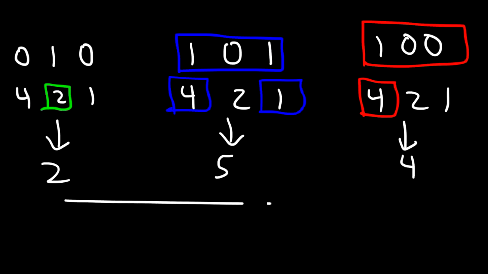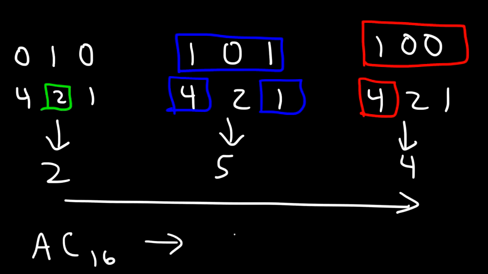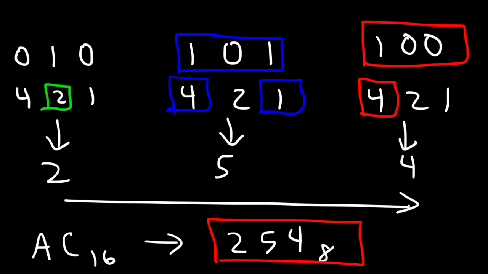And so reading it from left to right, we have our answer. So AC in the hexadecimal system is 254. That's a terrible looking 5. It's 254 in the octal system. And so that's how you can convert a hexadecimal number into an octal number.